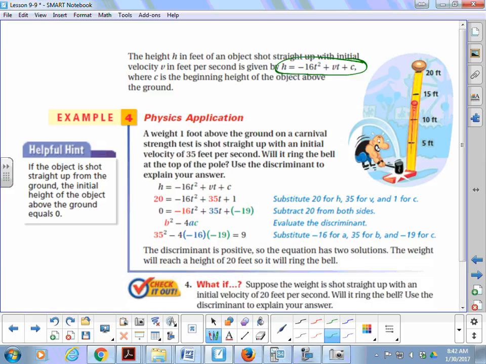So if we're trying to find the height of an object, we use this formula, h equals -16t squared plus vt plus c. h is the height of the object. -16, that's our gravity in feet per second squared. v is the initial velocity in feet per second, right? So what it initially moves at. And c is the height of the object above the ground to start with.